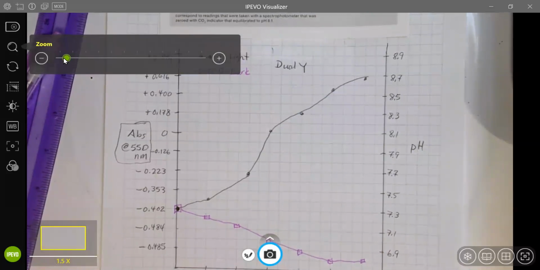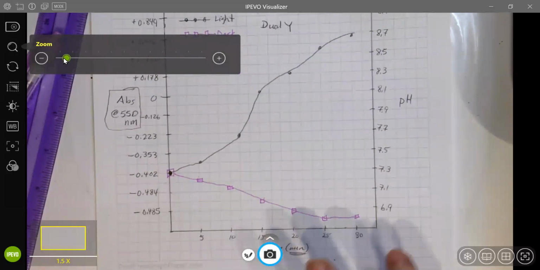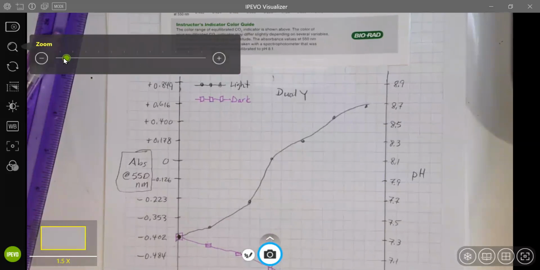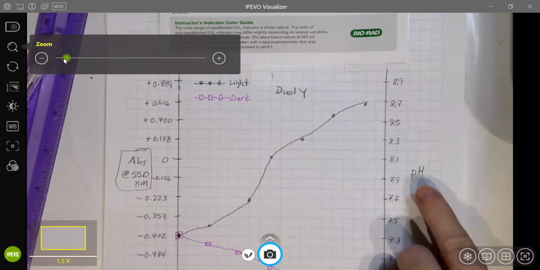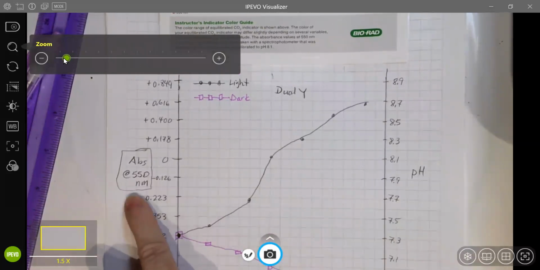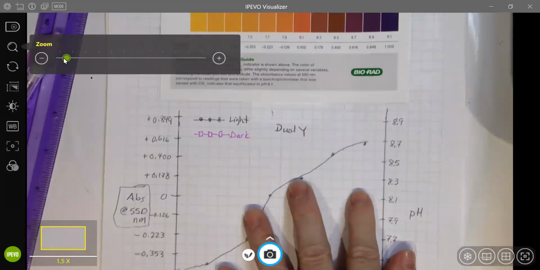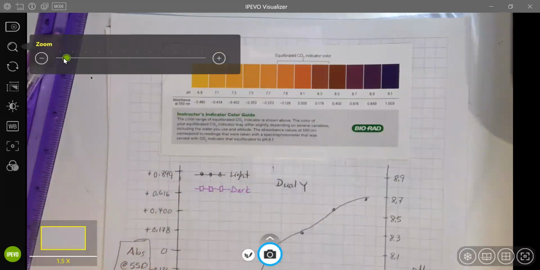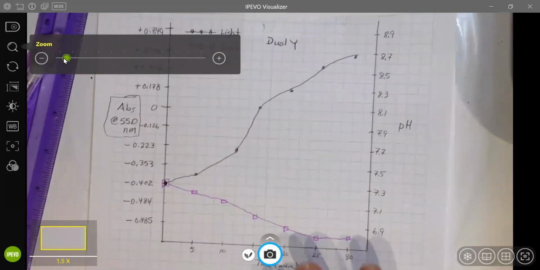Okay, so let's just summarize. A dual Y graph, two Y axes. Always put your units, okay? And the two y-axes in this particular experiment are pH and absorbance at 550 nanometers, okay? And you get the absorbance numbers from the corresponding numbers with the pH on the color card, okay?